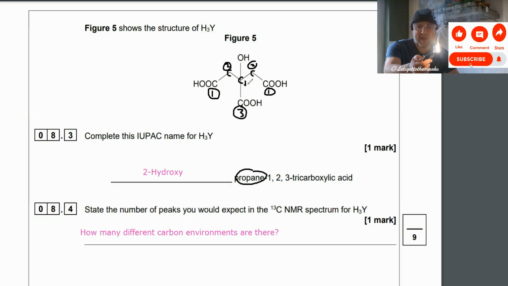And then the final carbon here in the middle, this is the final carbon environment. It again is not identical to any of the other carbon environments. So the answer is there are 4 carbon environments. Hope you did well.